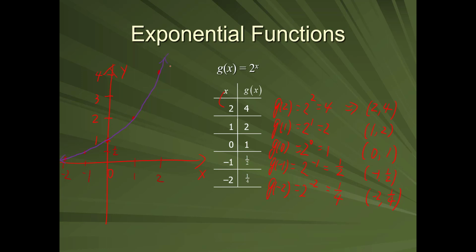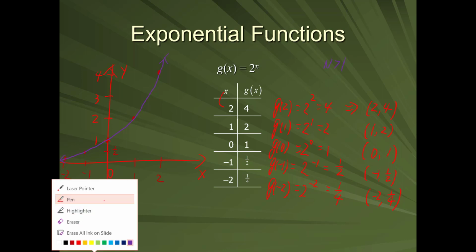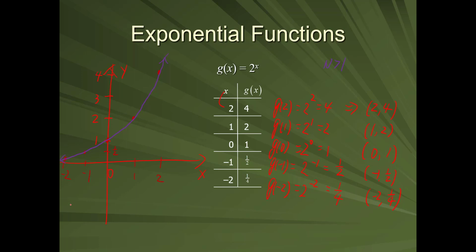As you can see, when the base is greater than 1, meaning n greater than 1, you can easily see that from left to right, the graph is increasing. Secondly, it passes through the y-intercept (0, 1). This is also very special. (0, 1) is the y-intercept.